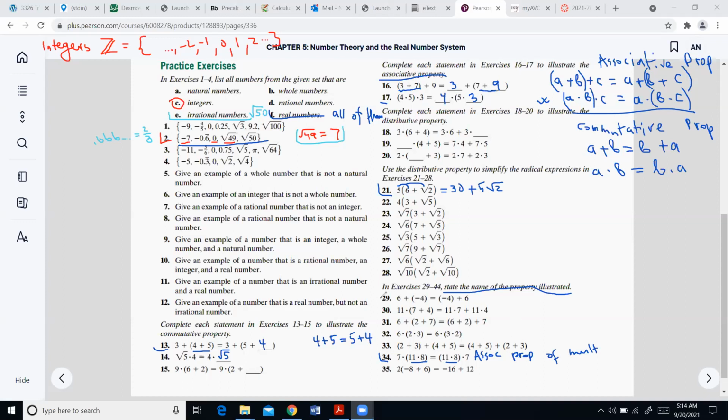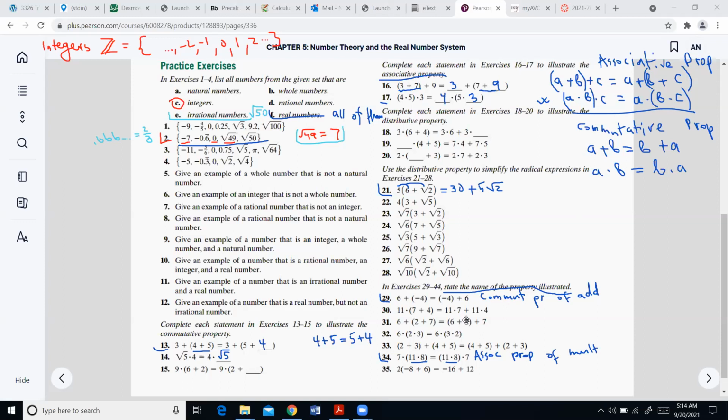Like, for example, problem 29 looks like they commute two numbers, so that'd be the commutative property of addition. Notice when you add, you say addition; when you multiply, you say it's a property of multiplication. And none of these exercises have subtraction or division. Notice that these properties only work for addition or multiplication.